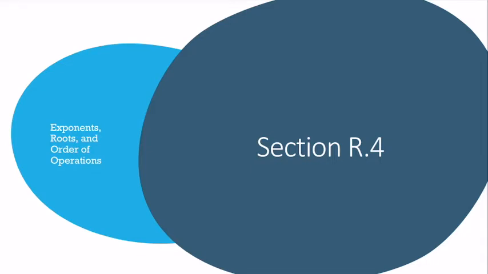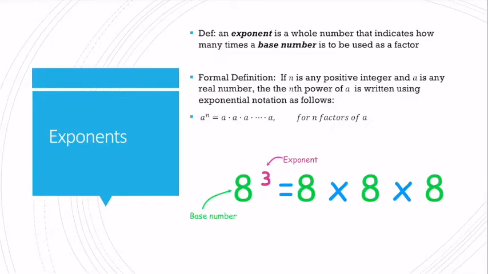Next, we're going to talk about exponents, roots, and order of operations. So, friendly reminder that an exponent is a whole number that indicates how many times a base number is to be used as a factor. Like I said, mathematicians are lazy, so we needed better notation.